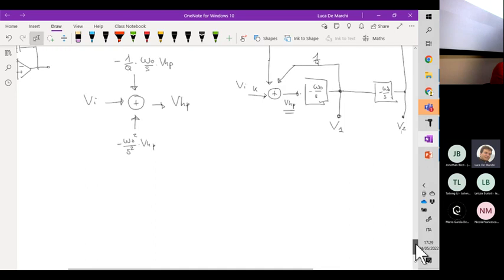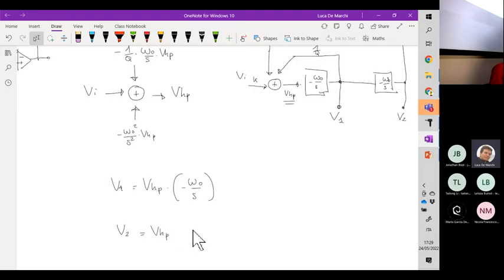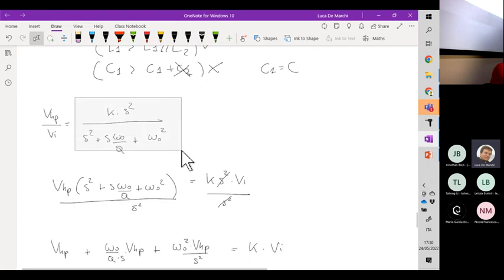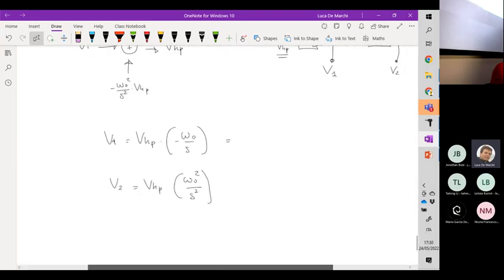Well, V1 is VHP multiplied by minus omega0 over S, while V2 is VHP multiplied by omega0^2 over S^2. But VHP is given by this expression here. So we can plug this expression and replace it in the previous one.